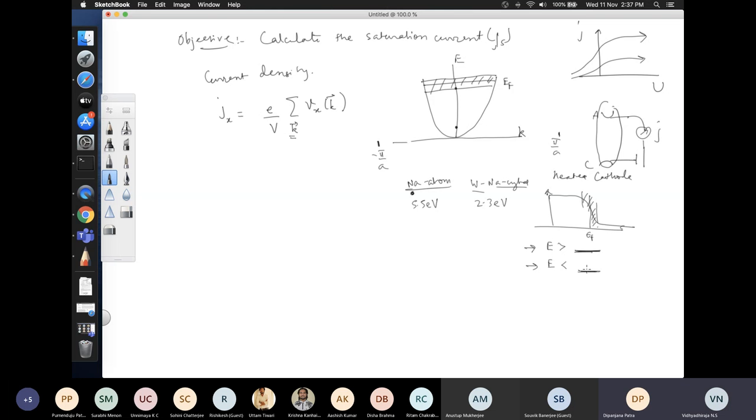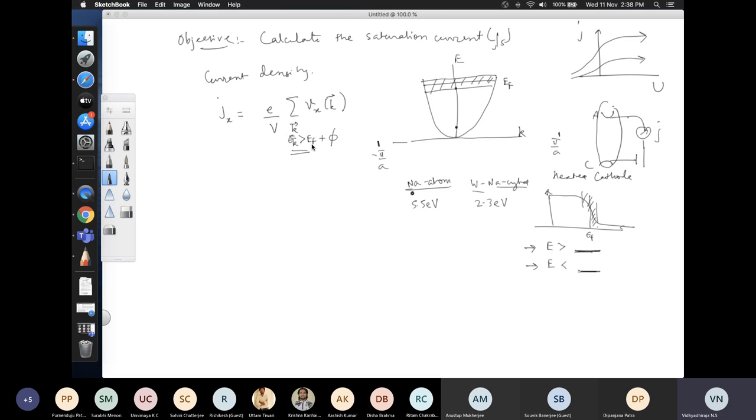So the energy should be higher than the work function. I'm not very sure. Is it higher than the Fermi energy? Correct, E greater than. It's not only higher than the Fermi energy, it's also higher than the Fermi energy plus the work function. So the k should be such that E_k is greater than E_F plus the work function, which is usually denoted by phi. Okay, thank you. You can mute yourself.